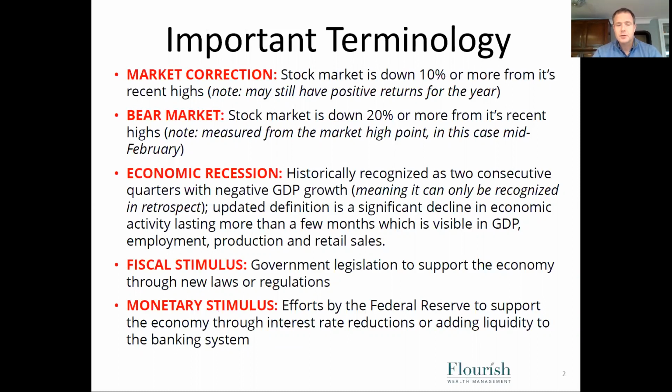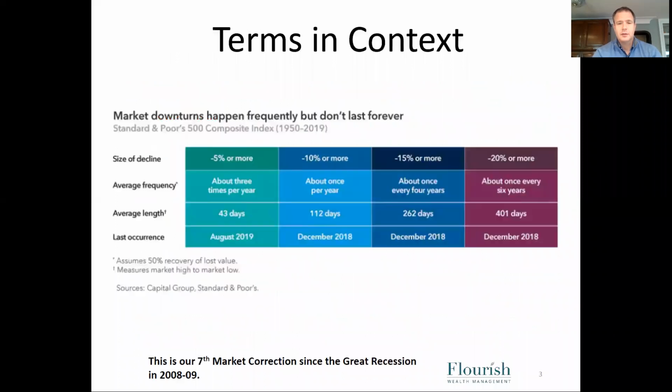The other two components are fiscal stimulus and monetary stimulus. Those are the things that either, in the case of fiscal stimulus, the government is trying to do to help support the economy, or, in the case of monetary stimulus, the Federal Reserve is trying to do to help the economy.